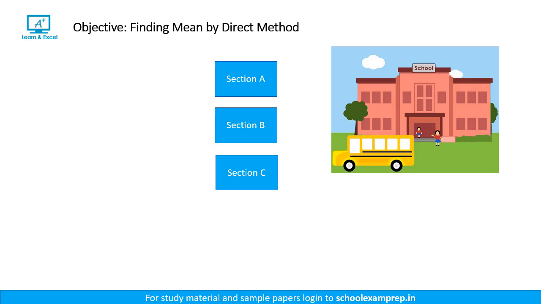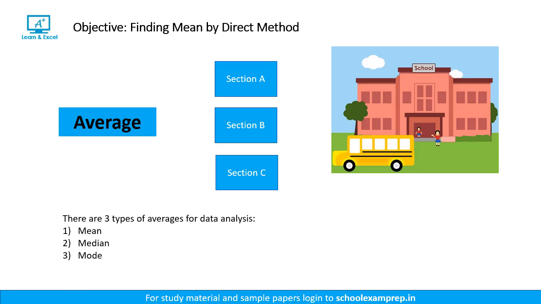We cannot compare the individual scores and find which section has done well, but if we had a representative value for each section, then it would be easy to compare and we can easily find which section has scored good marks. The value representing the whole data is called an average of the data. There are 3 types of averages for data analysis. They are mean, median and mode. In this video, we will discuss the mean of grouped data.